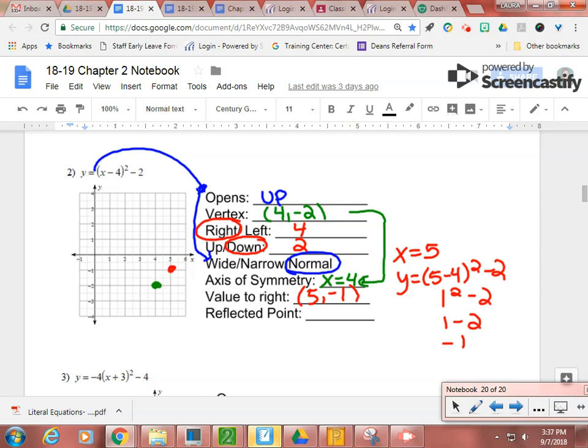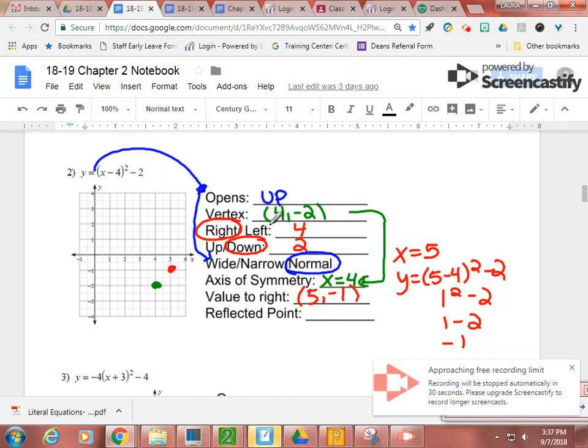Over 5, down 1. So our axis of symmetry is right here. We're 1 away from it, so we're going to go 1 away on this side, which is the point 3, 1. And now we have enough points to make our parabola. So hopefully this helps.